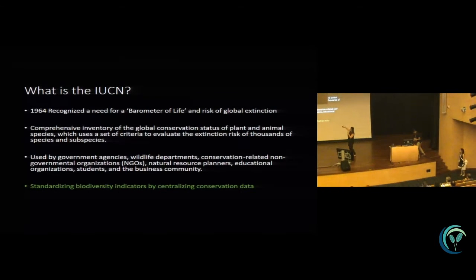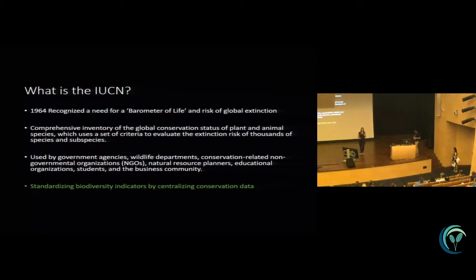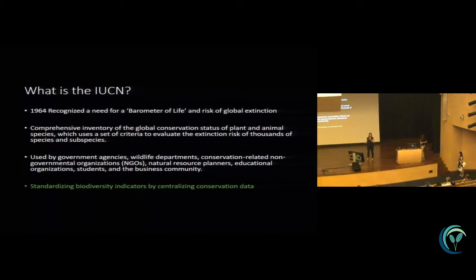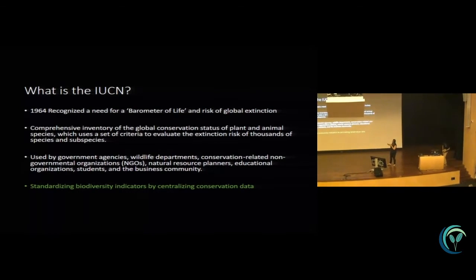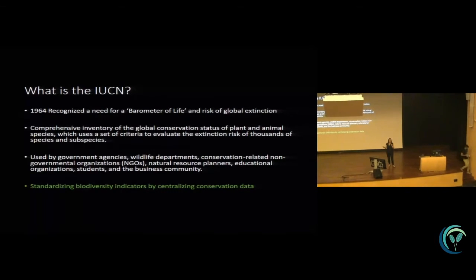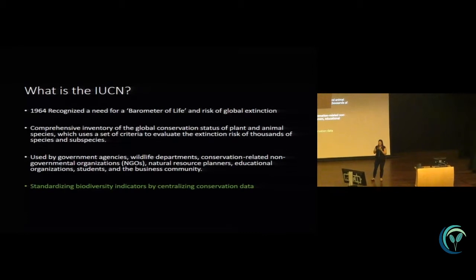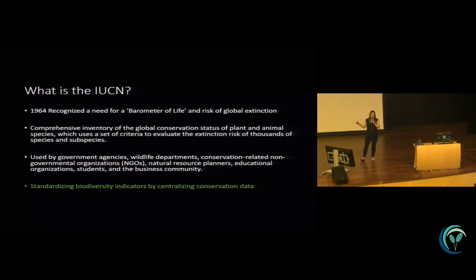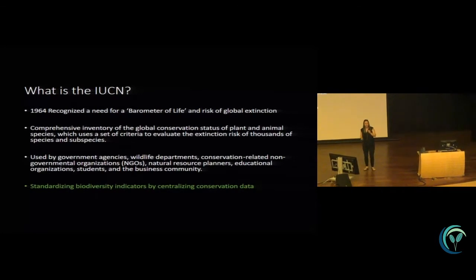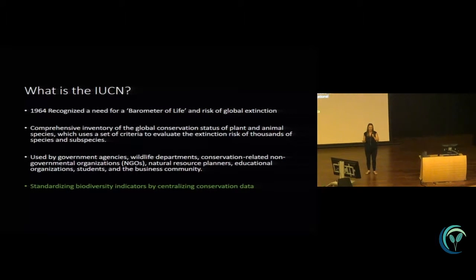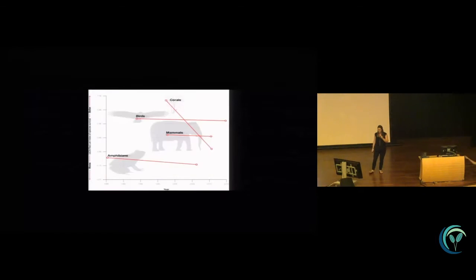So in 1964, the IUCN, International Union for Conservation of Nature, I believe, started looking at this barometer of life, recognizing a trend of declining biodiversity globally. And so the IUCN was really developed as a way to standardize the way that we measure species around the globe and put forward a method for assessing risk of extinction at the global level. So it's really relevant to everybody's work here.